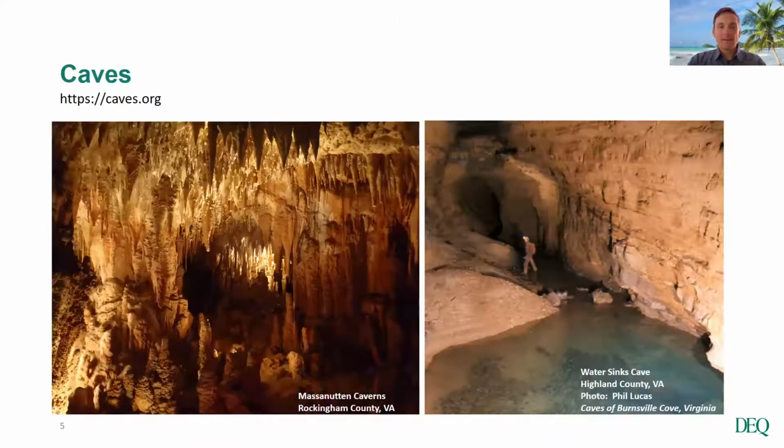So when we think about karst, it's pretty easy to immediately jump to caves. Virginia is blessed with a pretty good density of caves in the western part. Some of these, like the one on the left in Massanutten Caverns, are show caverns. There's a whole host of what we call wild caves in the western part of the state that you need some experience or go with someone that's experienced to explore, but they're pretty mind-blowing cavities in the earth that were formed due to this dissolution in this area at some point.